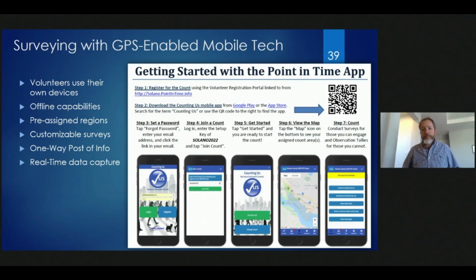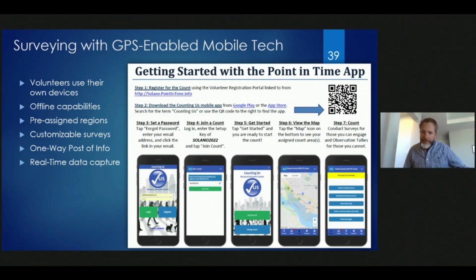And it's as simple as getting something like this. It's a getting started flyer. There's a volunteer registration portal. They download the app. They have a setup key that ties the data to their region. And then they're given some basic guidance. They can click on the map to see where they've been assigned. It's an area within their community, and they go out and conduct the surveys, and then they're done. And the data is all captured in real time, and we can see where people are going.